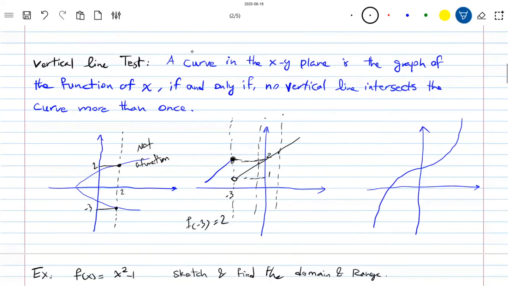Okay, how about this one? This is simply a function because every vertical line crosses one time. Sometimes you draw a line that doesn't cross at all. That doesn't cause any problem. If it crosses more than once, that's going to be the issue.